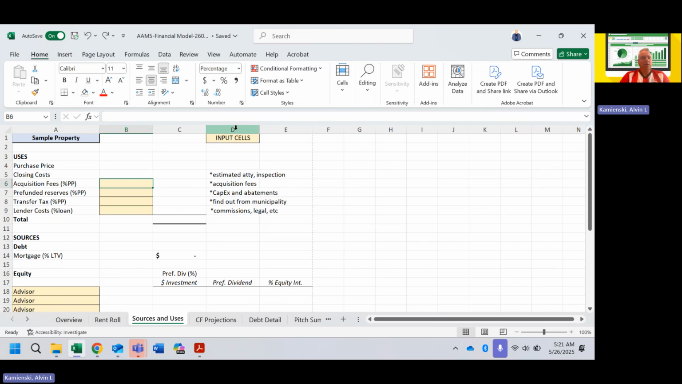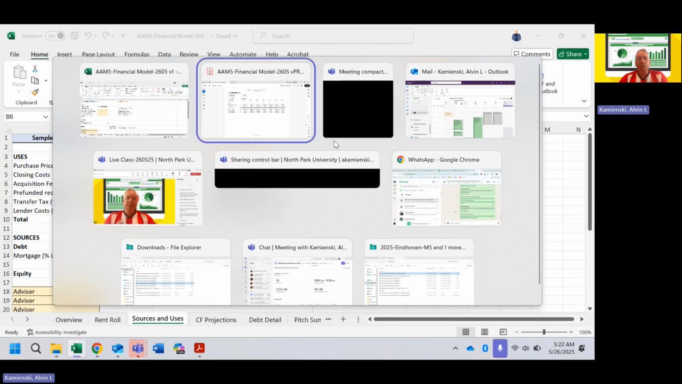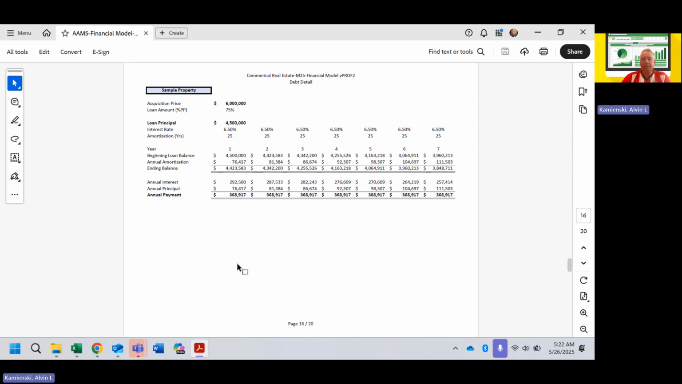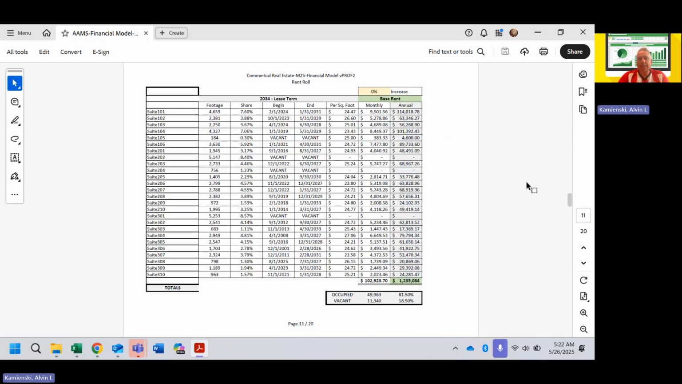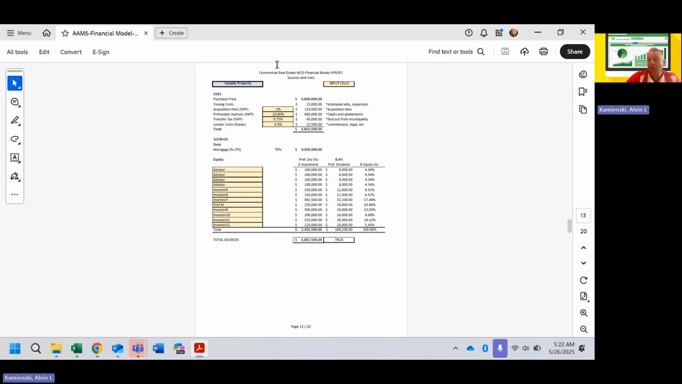Sources and uses. Okay. There we go. Acquisition costs, pre-funded reserves, transfer tax, and lender costs. Notice how those also say input cells. So let's just go ahead and cross-reference from our sources and uses in the answer key. We're just going to type the numbers that are presented to us right here because those are our inputs.